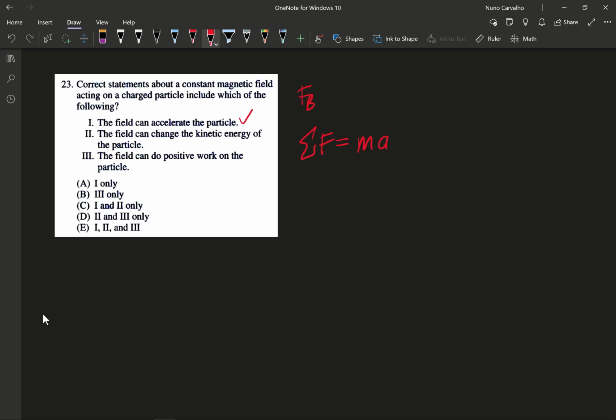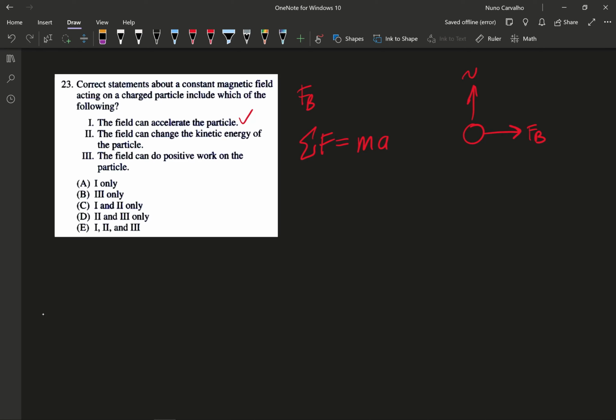Now, we need to be careful here because of a magnetic force, if we have a particle that's moving in this direction here, for example, then we could have a magnetic force that's perpendicular to it. And what this does is it's not going to actually change the speed right here. It's just going to change the direction. This is what we call a centripetal force because it will always be acting perpendicular to the speed or velocity of the particle. But one is correct.